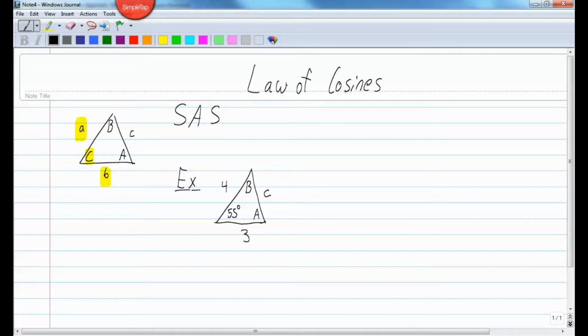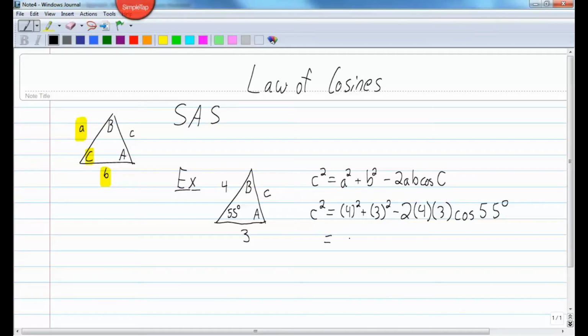The formula we will use to solve for side C is C squared equals A squared plus B squared minus 2AB cosine of C. So we're going to solve for side C. We have C squared equals, side A is 4, so that's 4 squared, plus side B is 3, so that's 3 squared, minus 2 times 4 times 3, that's side A and side B, times cosine of angle C, 55 degrees.